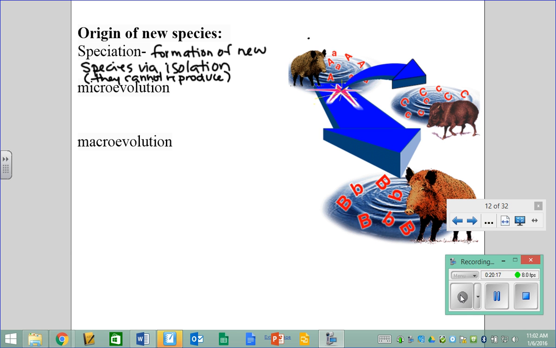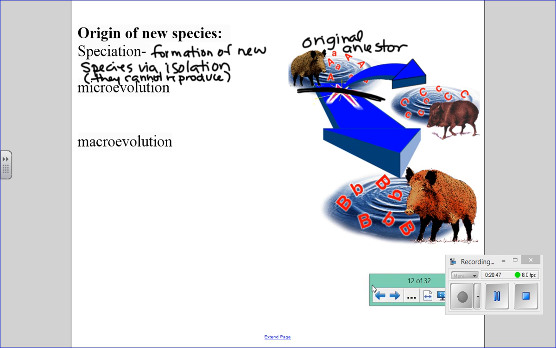So over here, I have my original ancestor. And we're saying that some sort of isolation happened here. And that means that a group of these organisms were split up. Some of them were in one area, some of them in another. And over a very long period of time, the organisms in one area became different or started having different characteristics than the organisms in another area.